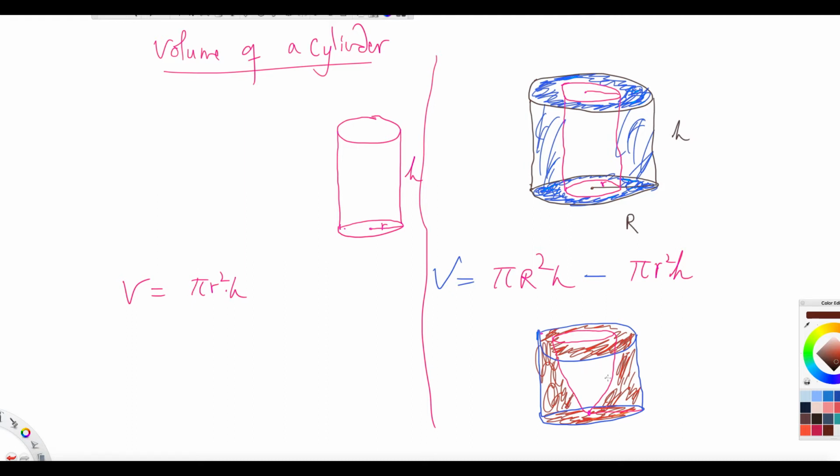So how do you do that again? In that case, again you will be finding pi r square h minus the volume of the cone. That's what you will be doing. You see that?